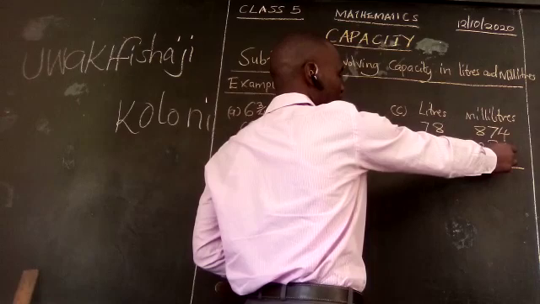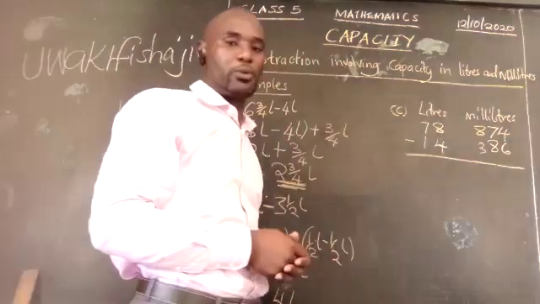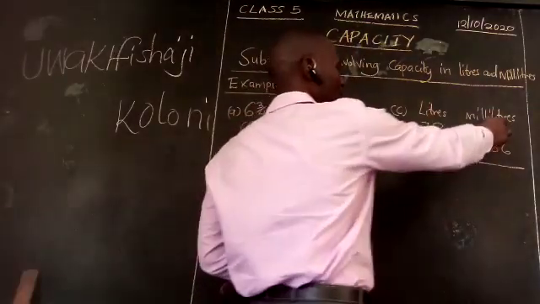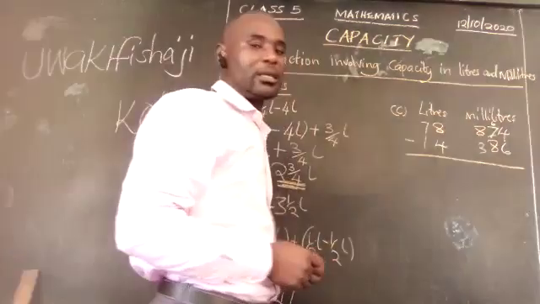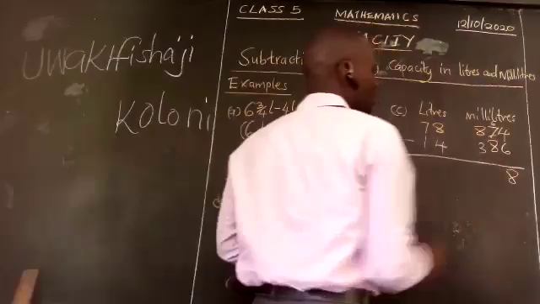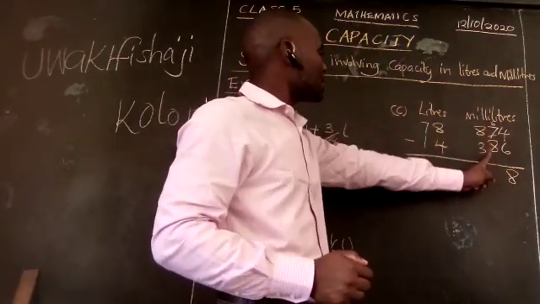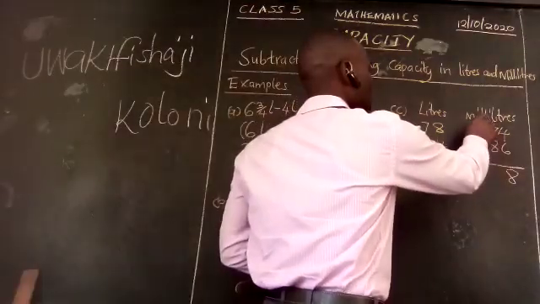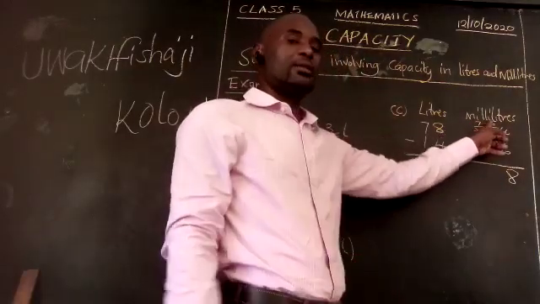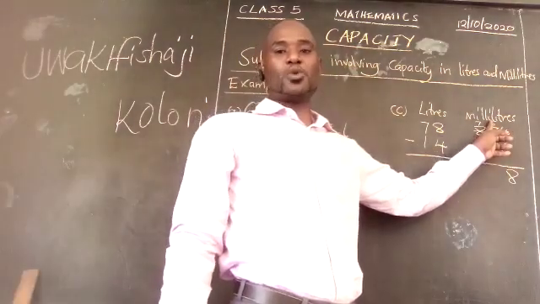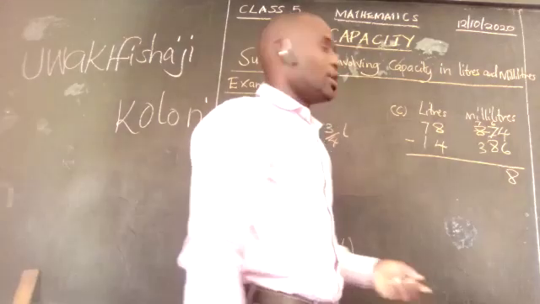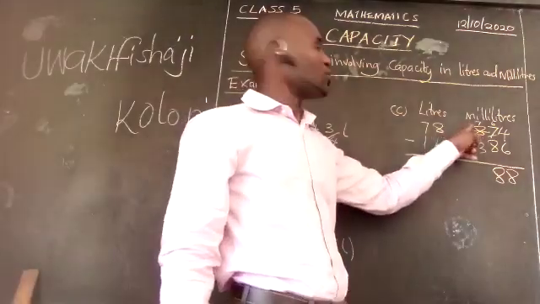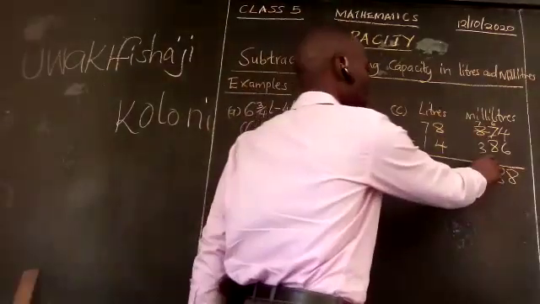4 subtract 6 is not possible. So we borrow 1 from 7 so that we remain with 6. Then we make this 14. 14 subtract 6 gives us 8. Then we have 6 subtract 8. It is not possible. So what do we do? We borrow 1 from 8 so that we remain with 7 and make this one 16. What is 16 subtract 8? It gives us 8. Remember, we remain with 7 here. So it is 7 subtract 3, which gives us 4.